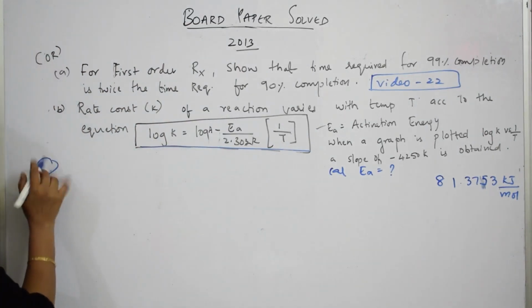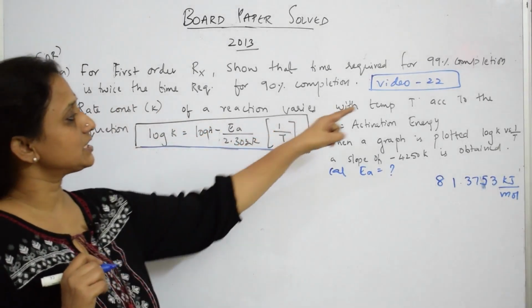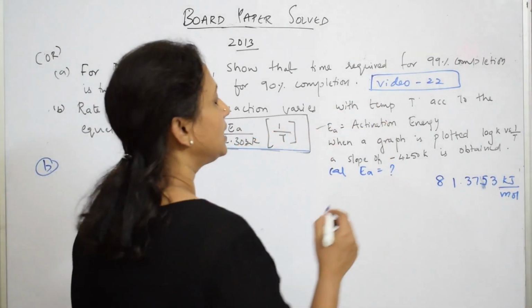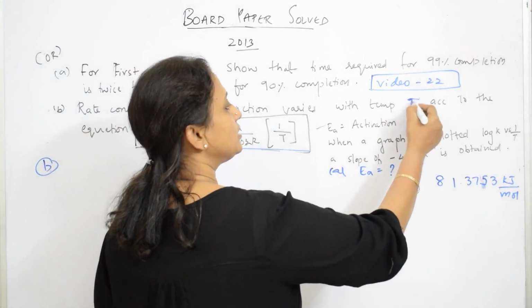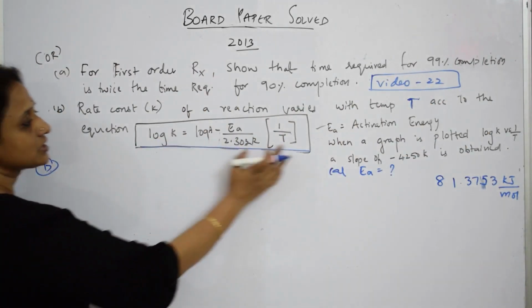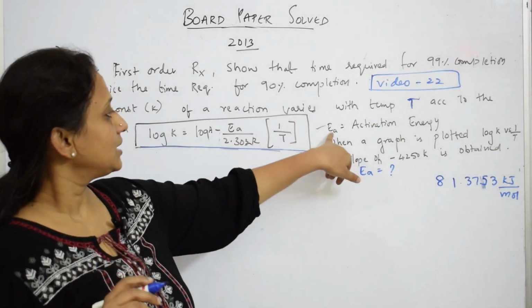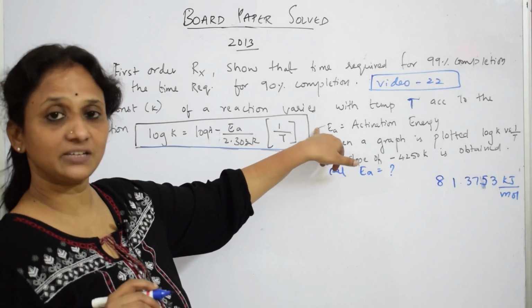So I'm doing the part B question. The rate constant of a reaction varies with temperature, right? According to the equation, the rate constant and temperature are related inversely. Now, they've given Ea as the activation energy.